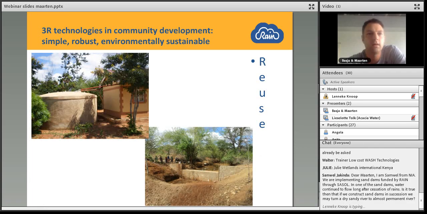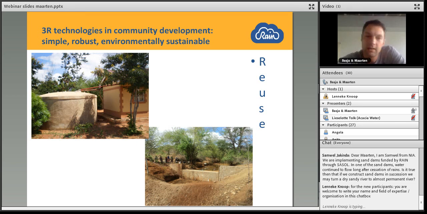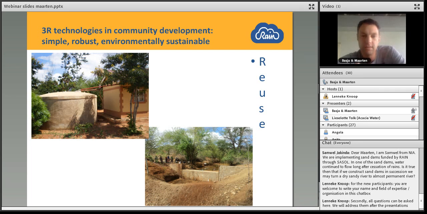Then reuse, the third component of the 3R principle. This is the water that you store in a tank. You can still use it again, for instance, for irrigation. So if you use it for washing, if you use it for cleaning kitchen utensils, still you can bring it to the garden. And then even if it infiltrates, so for instance, behind this dam, you can pull up water and use it for irrigation during the dry season. But as it infiltrates into the land, it is still kept in the system. So the principle of reuse basically is to use water and keep that water in the system.